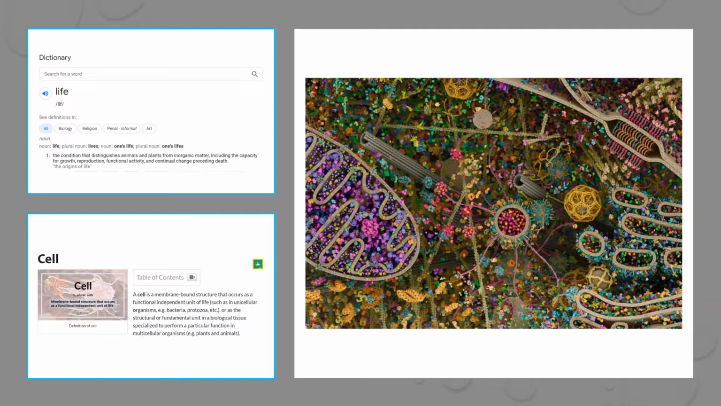So the cell is a membrane-bound structure that occurs as a functional independent unit of life, or as the structural or fundamental unit in a biological tissue specialized to perform a particular function in some organisms. So it's either the smallest form of life on its own, independently, so unicellular, or the smallest form of life as a part of an organism composed of many cells, which we know is called multicellular.